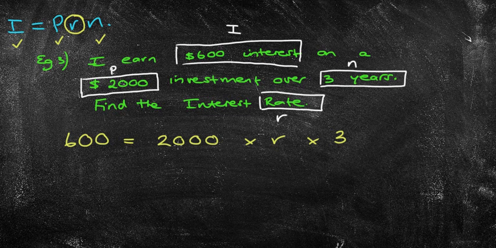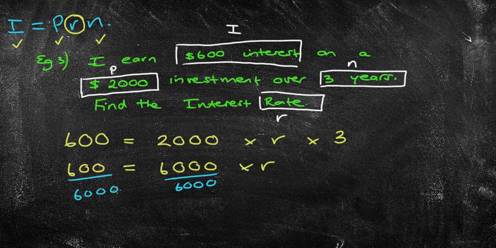You could take the 2,000 across to the left-hand side first of all, and then take the 3 across. But some people might go, you know what, I'm just going to simplify 2,000 times 3 because that's going to be 6,000. And now what I can do is divide both sides by 6,000 because the opposite of times 6,000 is divide by 6,000. And then all I'm going to be doing is putting that into my calculator as 600 divided by, or you can put it as over as I've written here in the working out, and that comes out to be 0.1.